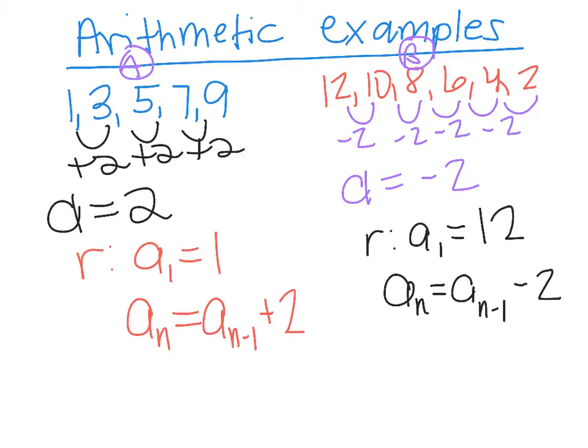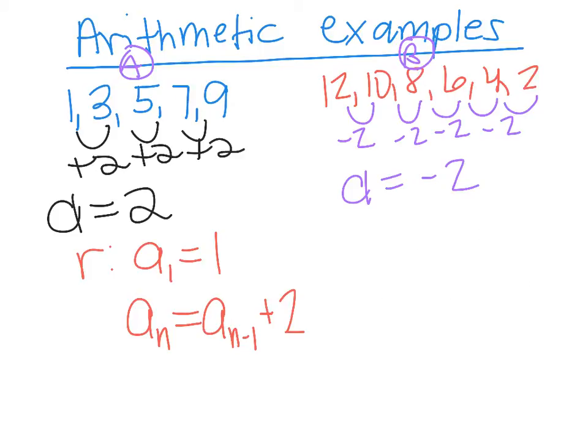Now, you could write a plus negative 2. That's completely fine. You would never get taken off for that. So go ahead and make sure you have this written down, and I'm going to go ahead and erase it and do the explicit formula.